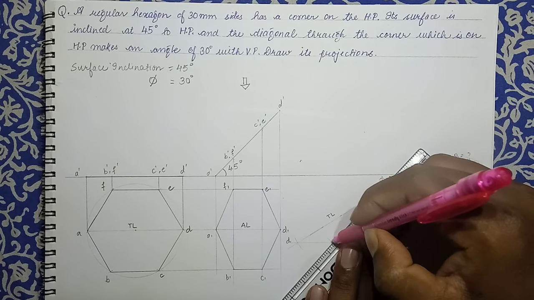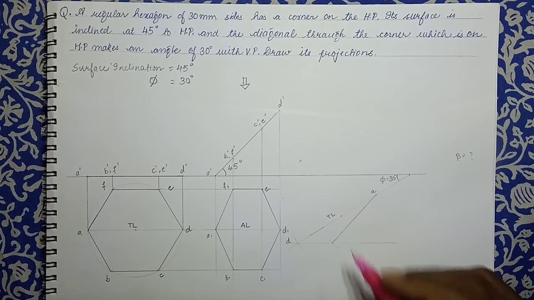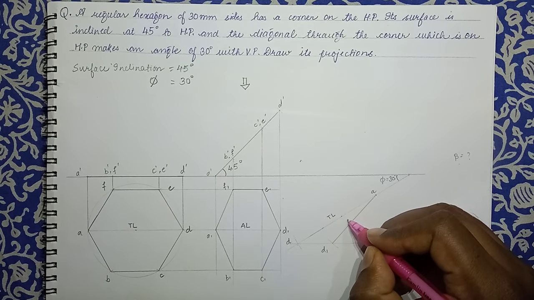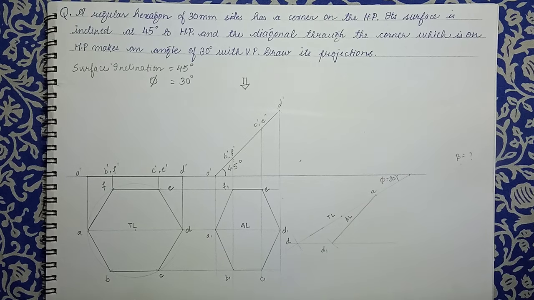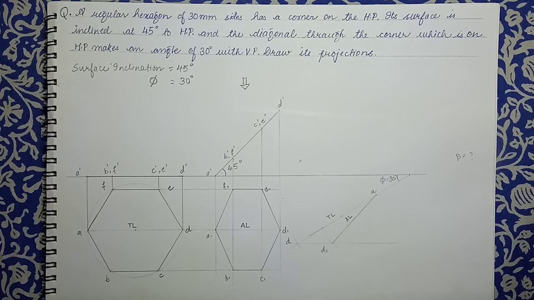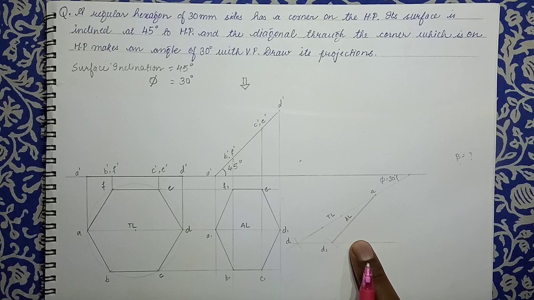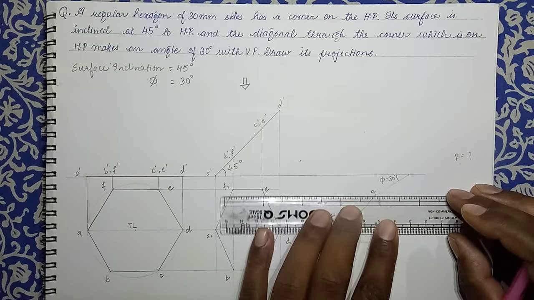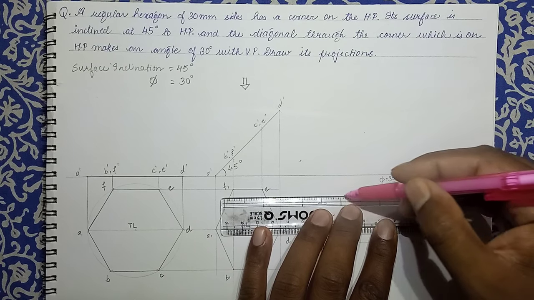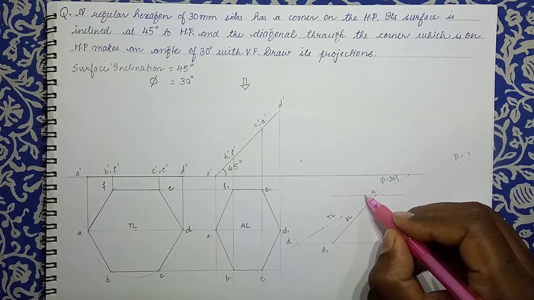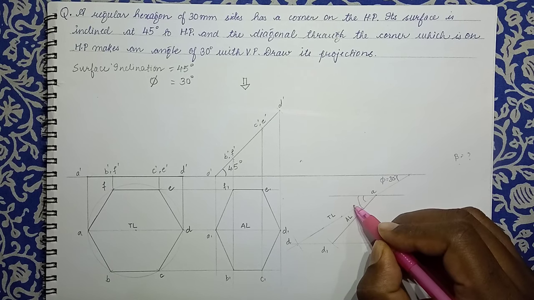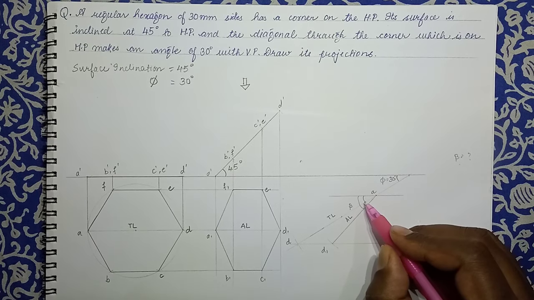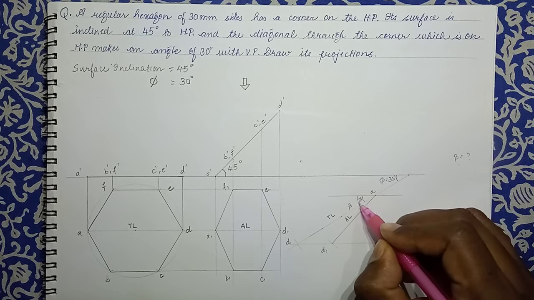So this will be point D1 and this is the apparent length. Once the apparent length is with you, now this diagonal is with you and now comfortably you can draw, right? So this is that angle, you can say this is 30 degrees and this is angle beta, right? So this is angle beta and this is angle phi, which is 30 degrees.